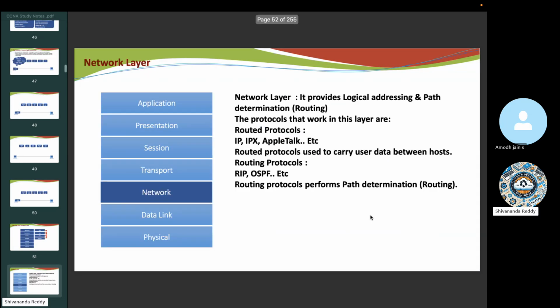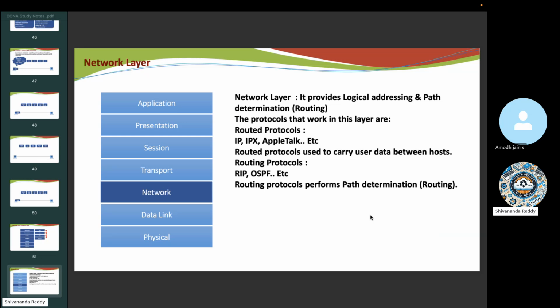Next, network layer. The network layer provides logical addressing and path determination, routing. The protocols that work in this layer are routed protocols: IP, IPX, AppleTalk, etc. Routed protocols are used to carry user data between the hosts, and routing protocols are kind of RIP, OSPF. Anyway, we will discuss both in detail in the network layer in an upcoming class. Also, routing protocols perform path determination.